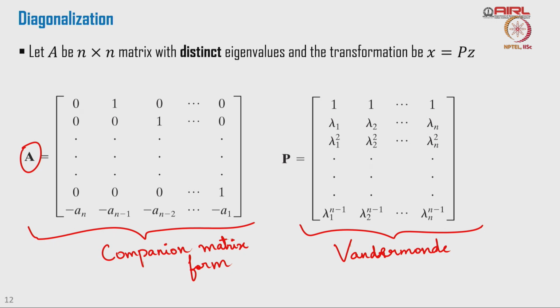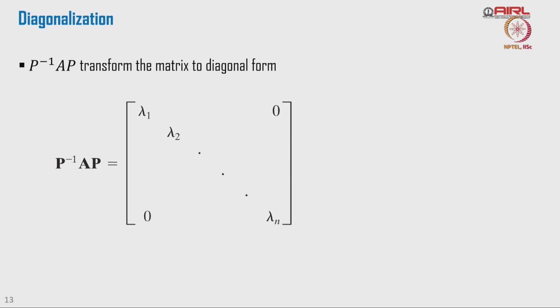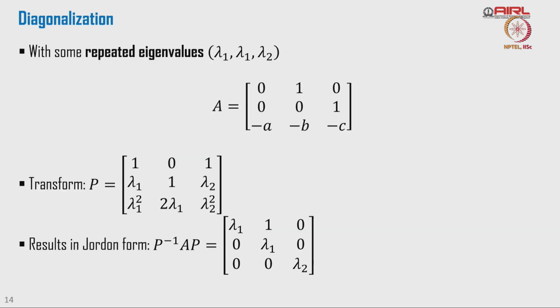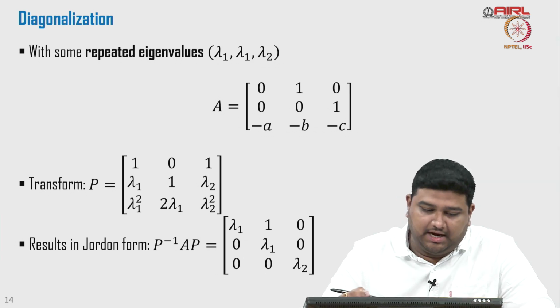We define something called a transformation, which we call P. It is a linear transformation such that x equals Pz. The beauty of this transformation is that if we take P inverse AP, we end up with a matrix where only the diagonal elements are non-zero. We end up with a diagonal matrix. So why is this useful? Now that is a very interesting question. It comes up when we are trying to take the powers of a matrix. We will get into that soon.